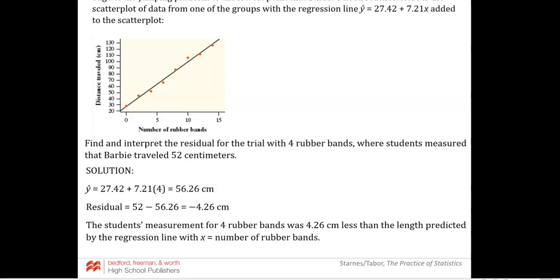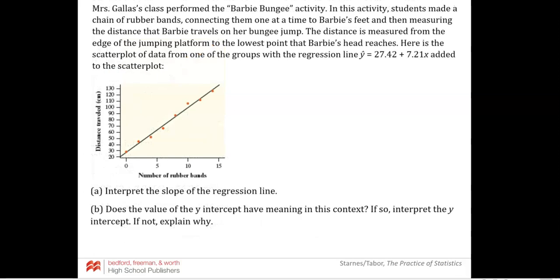But you take the actual, whatever you think it is, minus the predicted. You can see it's definitely below the line, so it's going to be a negative residual. In this case, they came up with negative 4.26. So in context, the students' measurement for 4 rubber bands was 4.26 less than the length predicted by the regression line with x equals 4 rubber bands.